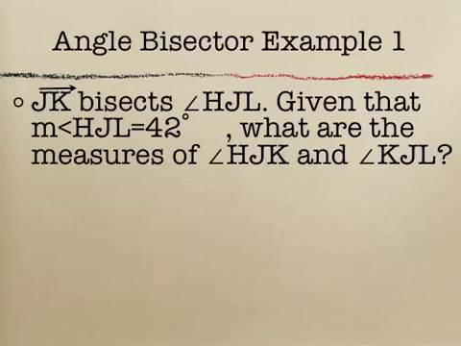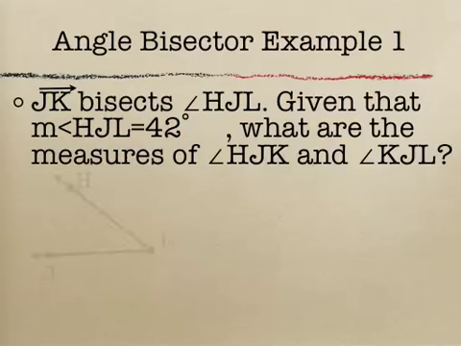Angle bisector example 1 says that ray JK bisects angle HJL, given that the measure of angle HJL equals 42 degrees. What are the measures of angle HJK and angle KJL? Remember, you're going to hear me say it a million times this year. Go ahead and draw yourself a picture.